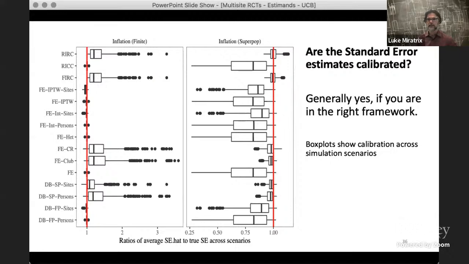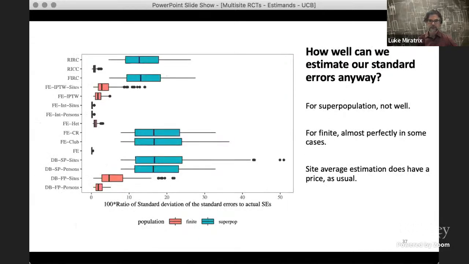We checked whether standard errors were calibrated. This is from the simulation study. Generally, the standard errors are calibrated, and what's really driving the difference in standard errors is whether you think you're doing finite sample inference or superpopulation inference. The cost of generalizing to a superpopulation is large, and the standard errors for superpopulation inference are therefore going to be much larger. But that's not the entire story.